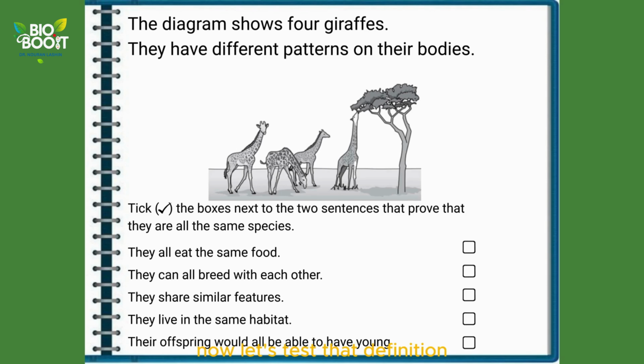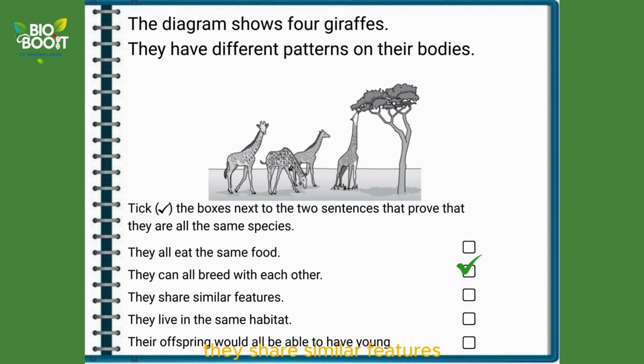Now let's test that definition. Here we have 4 giraffes with different patterns. Which 2 sentences prove they are all the same species? Let's look at the options. They all eat the same food. Nope. Different species can eat the same food. They can all breed with each other. Yes. This is the core of our definition.